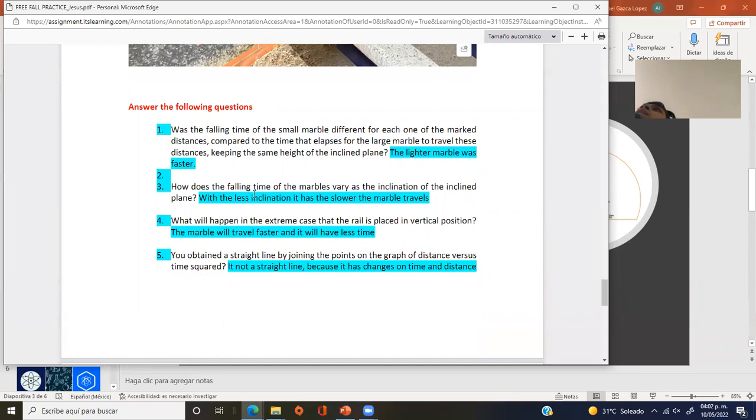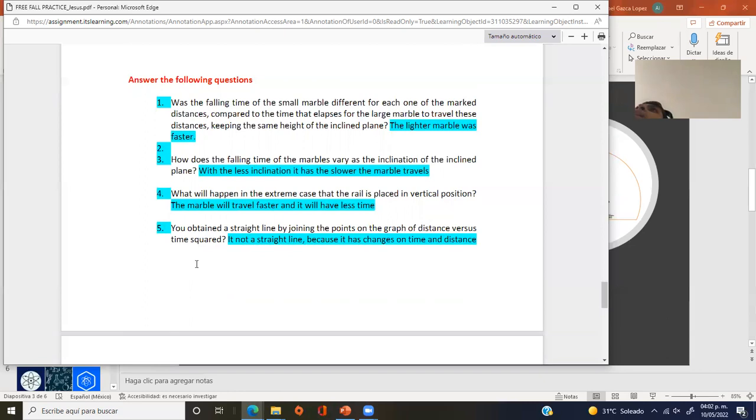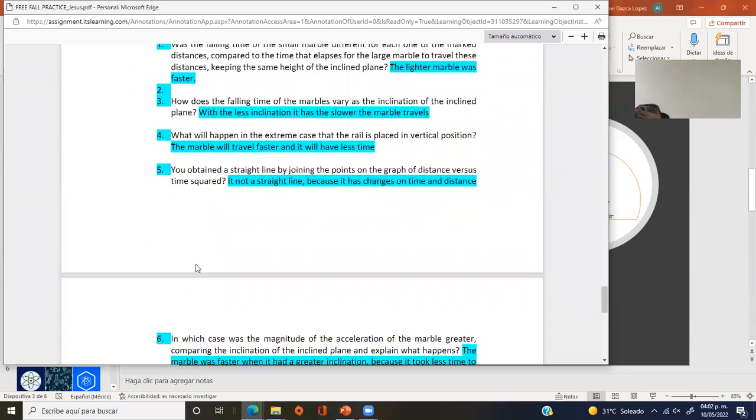How does the falling time of the marbles vary with the inclination of the inclined plane? With less inclination, the marble travels slower. What will happen in the extreme case that the rail is placed in a vertical position? The marble will travel faster and it will take less time. Is it a straight line when joining the points on the graph of distance versus time squared? It's not a straight line because it has change in time and distance.